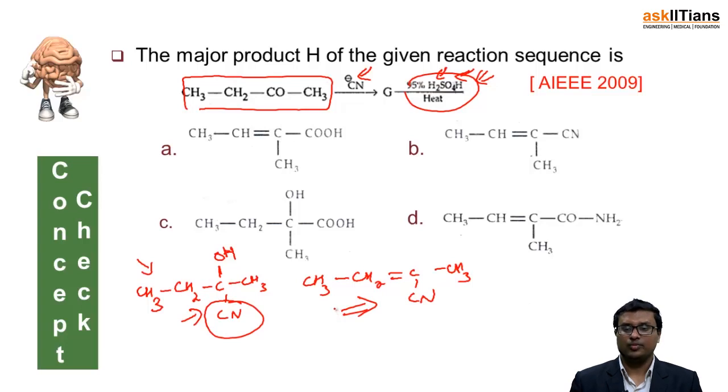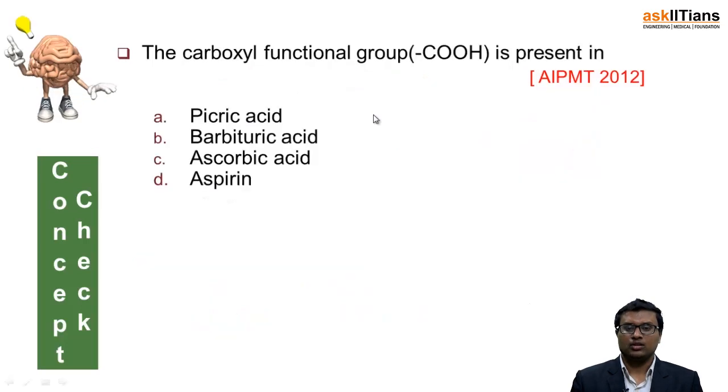So obviously, what is the answer matching this? The answer is B. So it will be CH3CH=CCH3CN. Obviously it is that. So the answer is B. So this question is a logical question because there is nowhere any hydrolysis. That's why your cyanide group still remains intact, because you are adding H2SO4 immediately after the formation of the cyanohydrin. Right? So this is another tricky question.